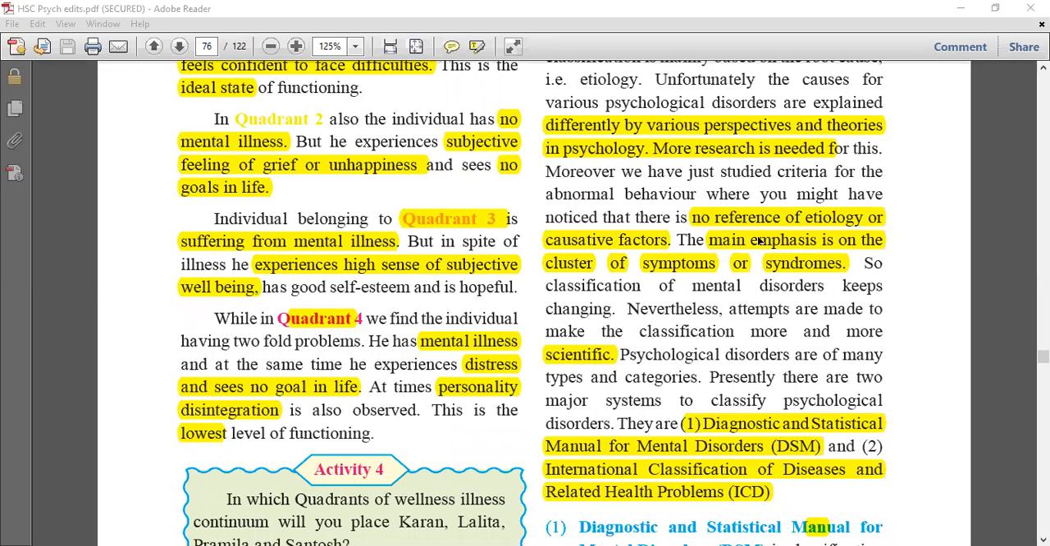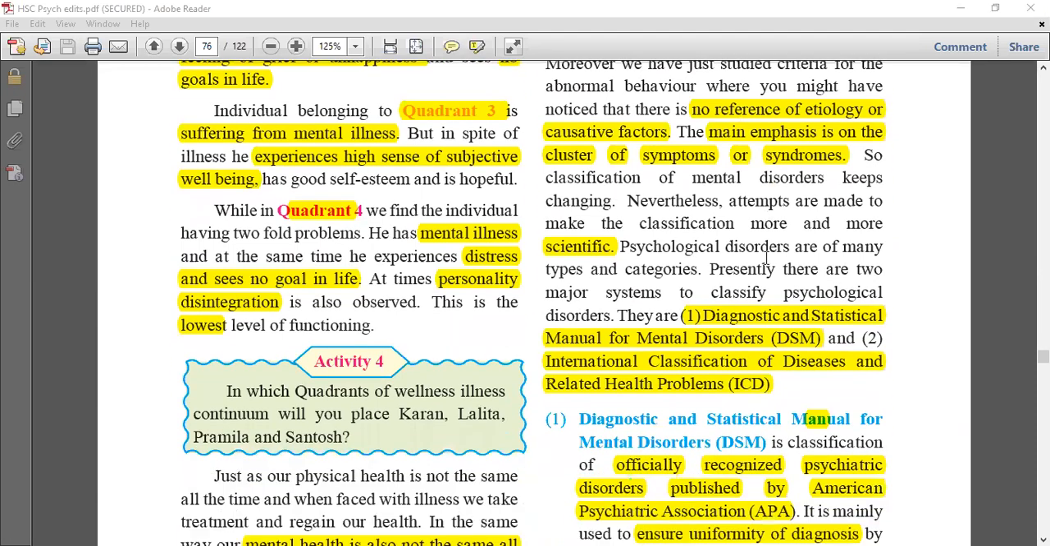Okay, you might have noticed that there is no reference to etiology or causative factors, no clear cause. For example, schizophrenia, nobody knows exactly how it happens. Or something like narcissistic personality disorder, we can only guess that maybe parents interfering with personal boundaries in childhood could be a cause, but you just can't clearly say that if you do this, this will happen.